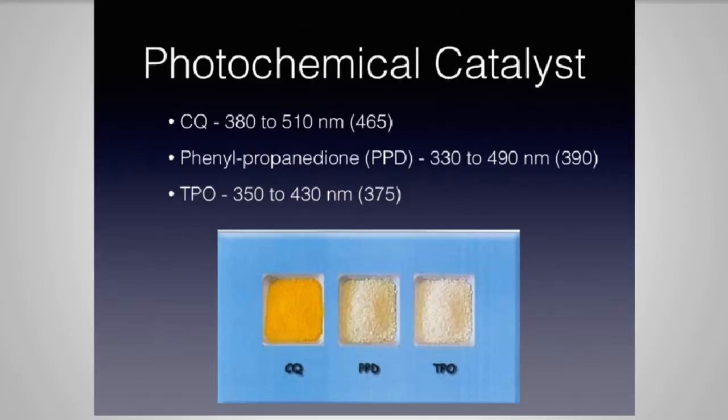Notice that the camphoquinone, the CQ on the lower left, is very, very yellow, while the PPD and the TPO are not. And these agents come in very handy in the various mixings for our photochemical catalysts in our materials today.